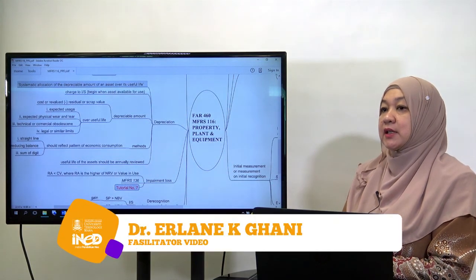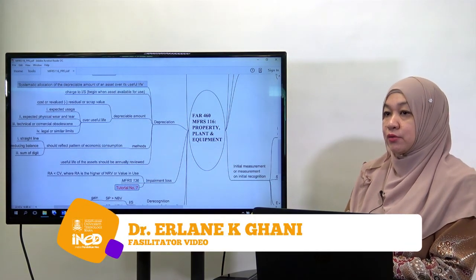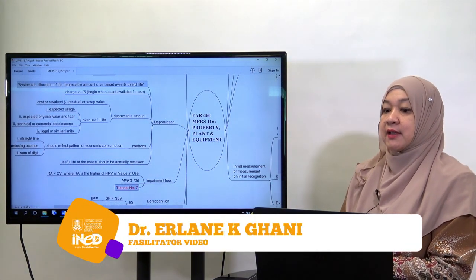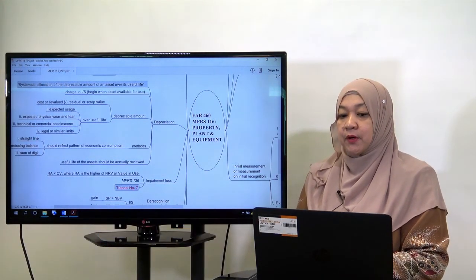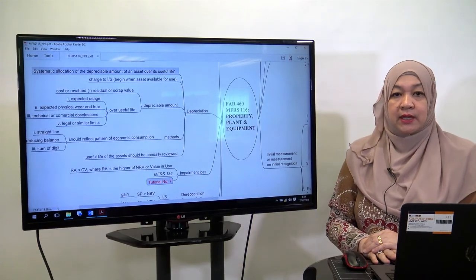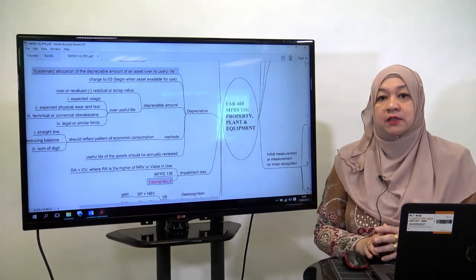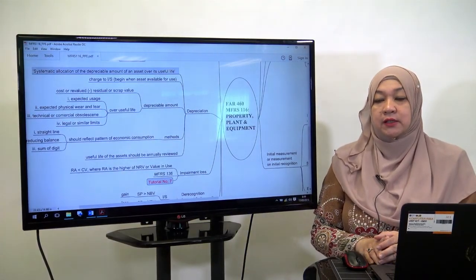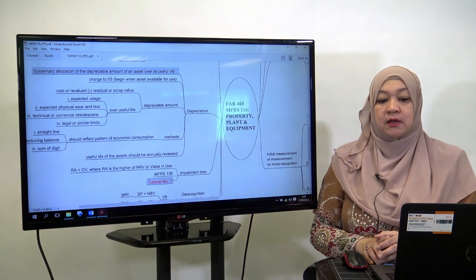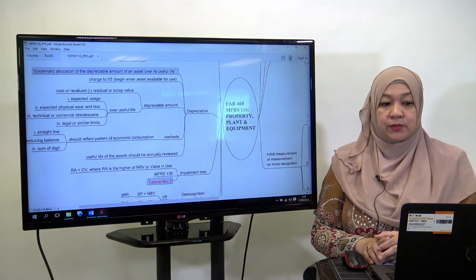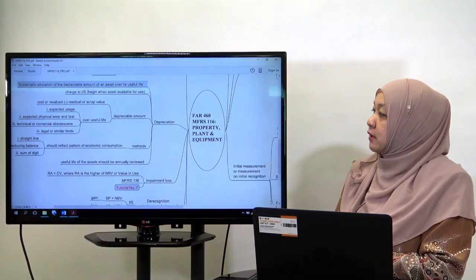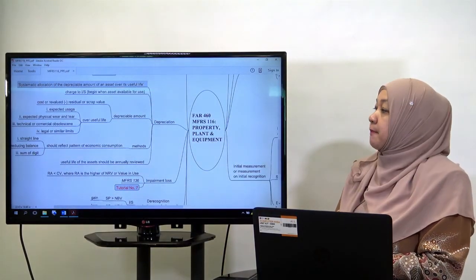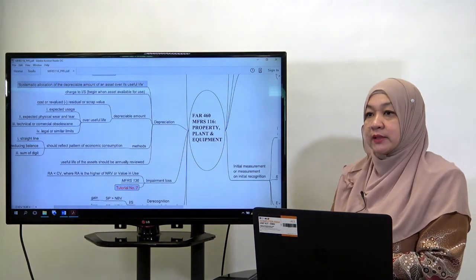My name is Erlane. So today we're going to go to part 2 of MFRS 116. Now this is related to property, plant and equipment. From where we have stopped in our last session, we have covered the definition, the recognition, and the measurement, in terms of initial measurement as well as subsequent measurement. So what we're going to cover today is depreciation, that is related to MFRS 116.